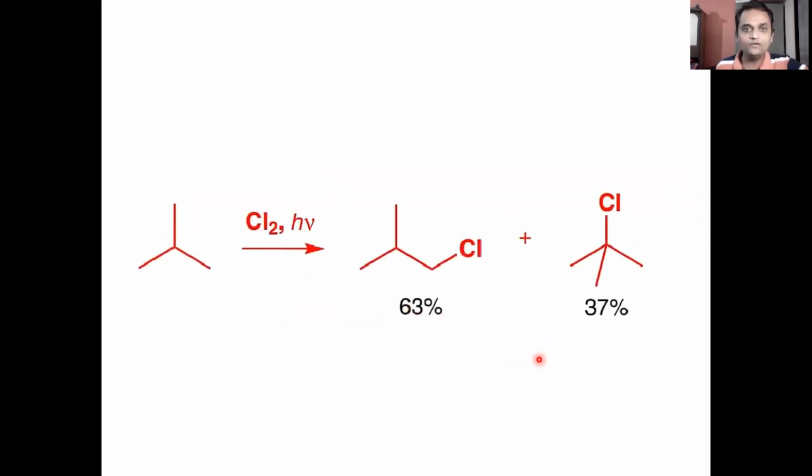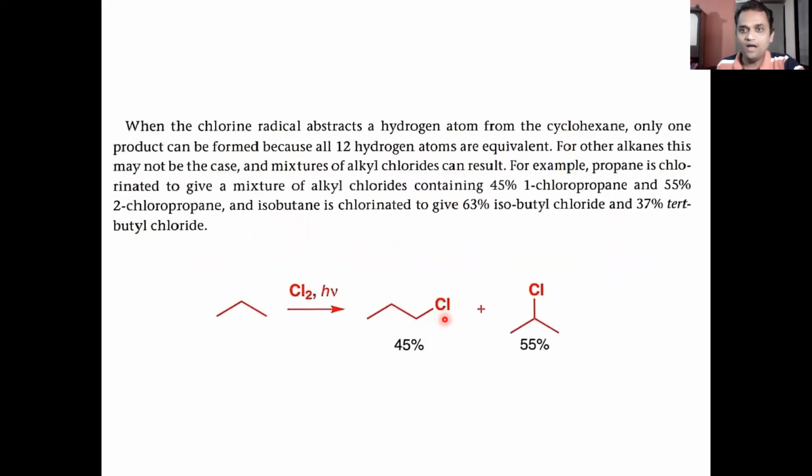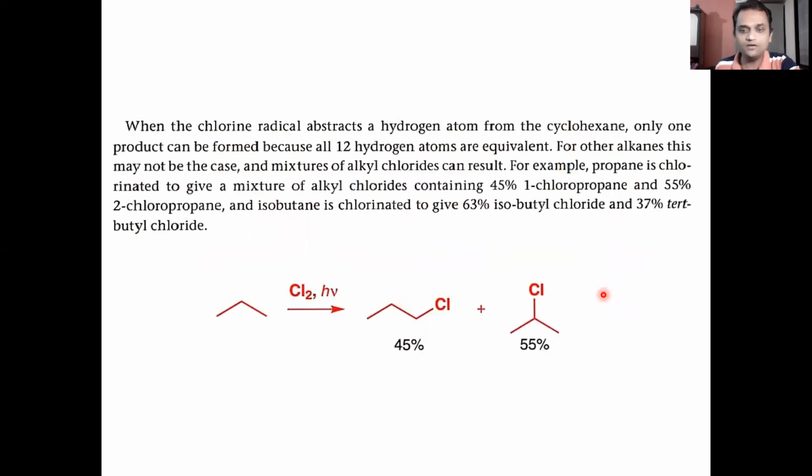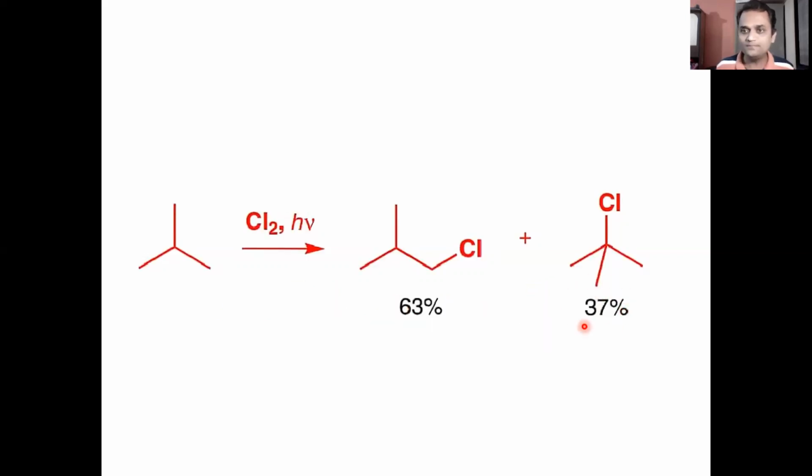And the molecule isobutane undergoes chlorination in the presence of light to give the first product, isobutyl chloride, which is in the proportion of 63%, and the second one is tertiary butyl chloride, which is 37%.